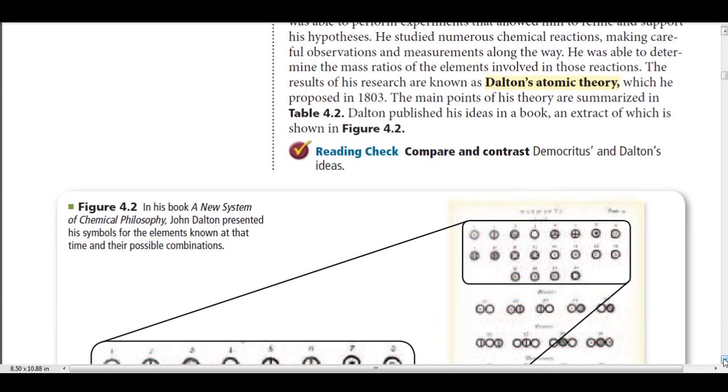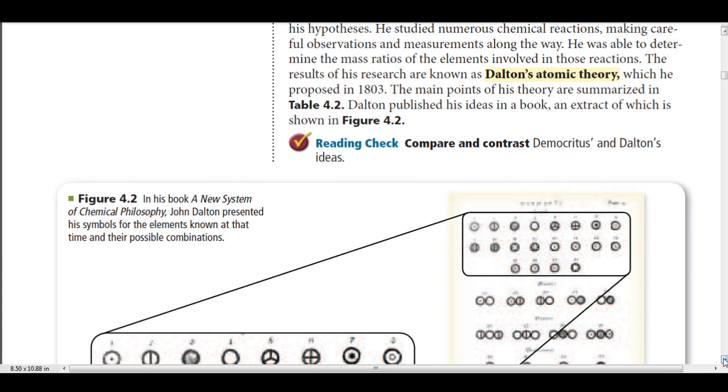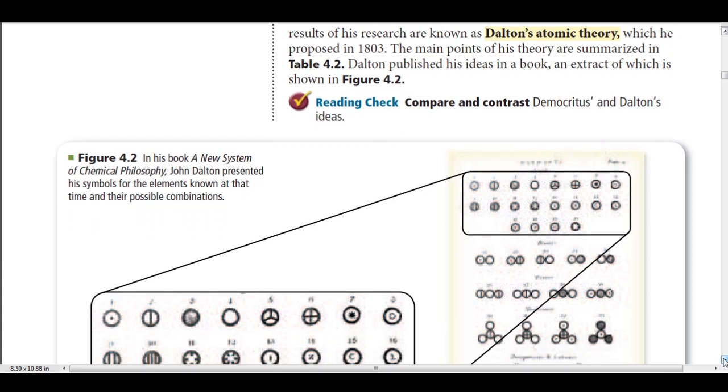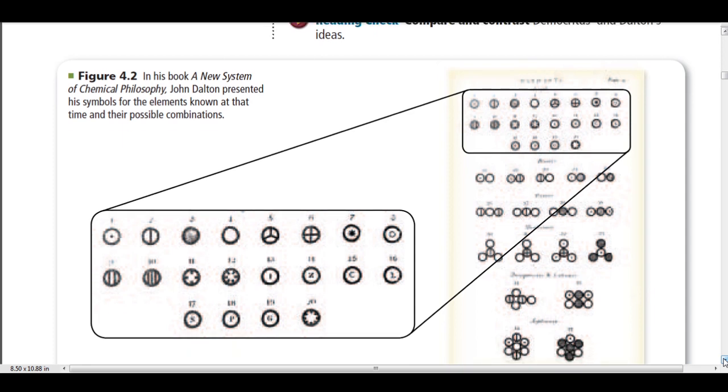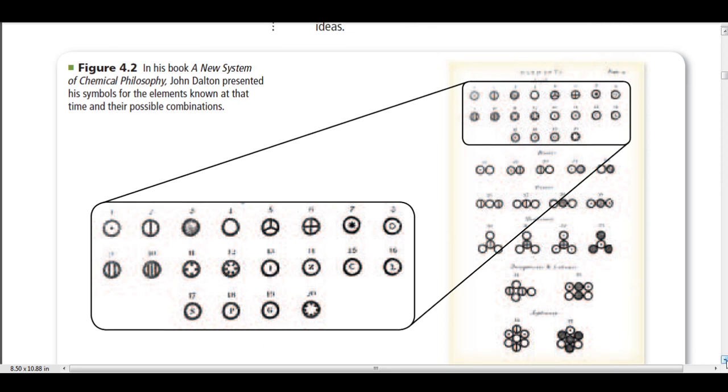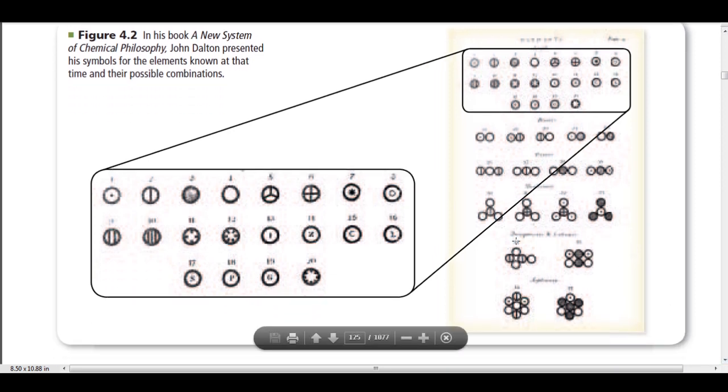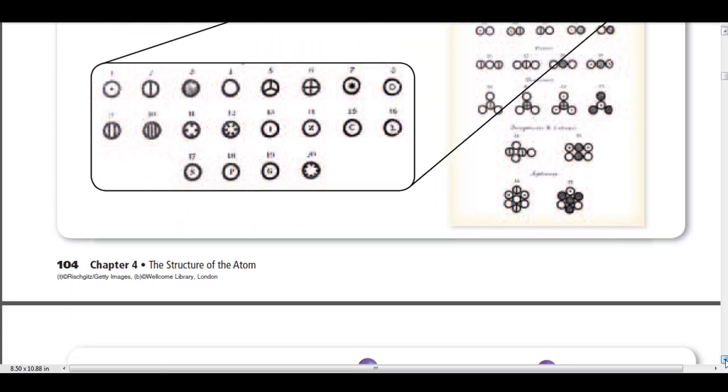Just to give you an idea, to compare and contrast the periodic table of Dalton's day to ours, in the book New System of Chemical Philosophy, John Dalton presented his symbols of the elements and their possible combinations. If you take a look, all of these represent different elements, and when elements combine, they form these compounds. This is much different than the periodic table we have today, where we use letters to represent different elements.